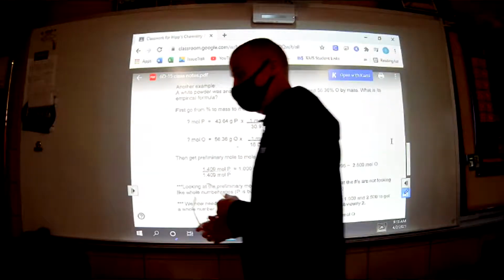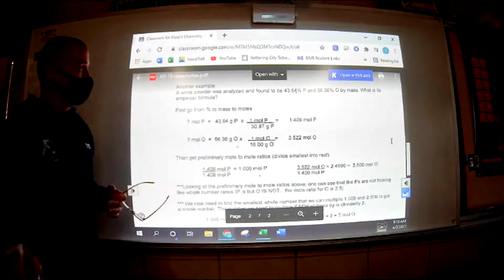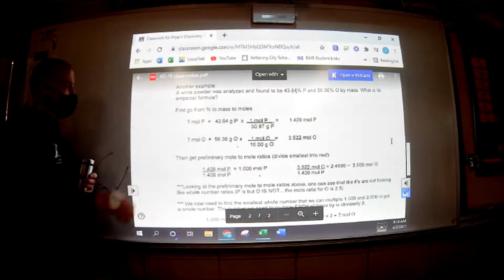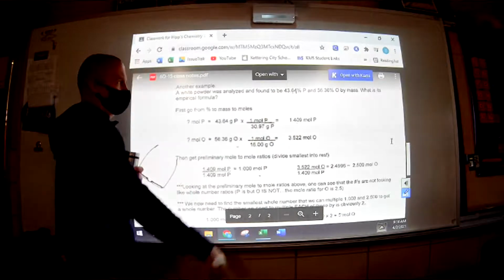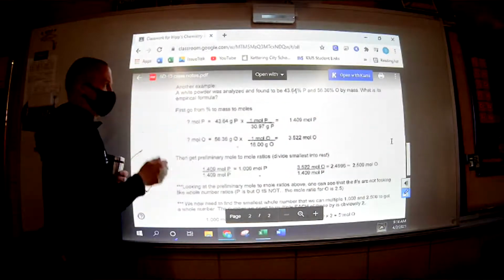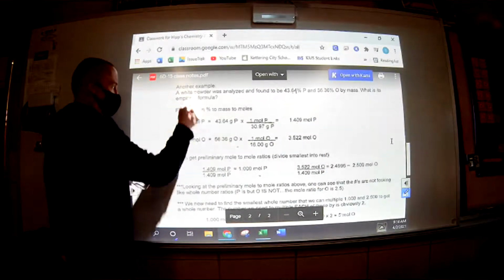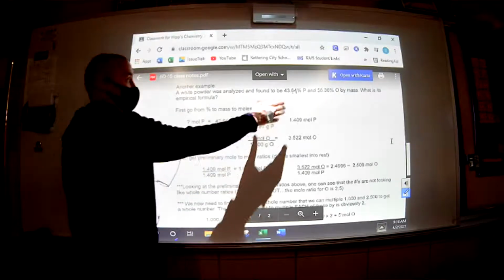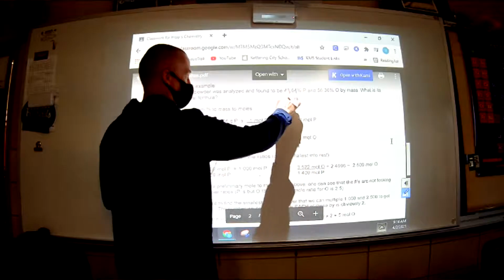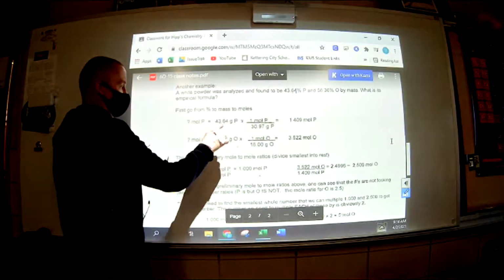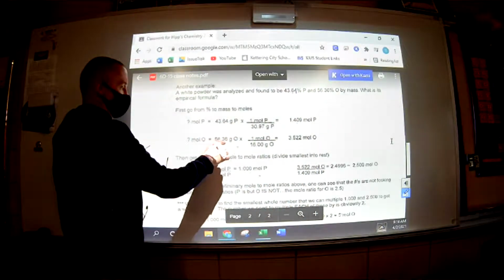Here they're finding what is in a white powder. They analyzed the white powder. It was 43.64% phosphorus, 56.36% oxygen by mass, and they're asking for the empirical formula. What do we do? Assume we have a 100-gram sample. That would be 43.64 grams, 56.36 grams.